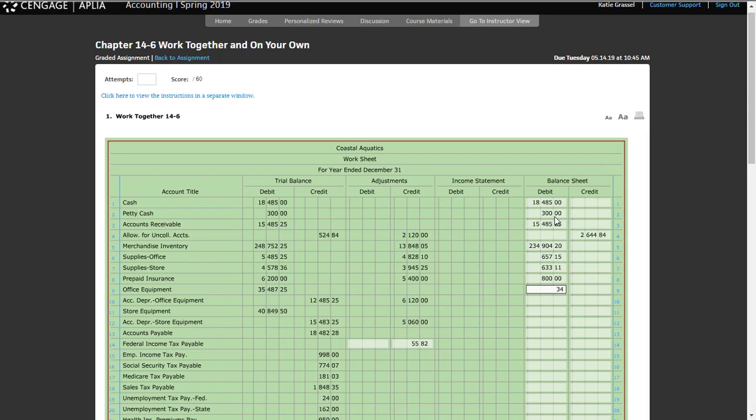Office equipment is really just that number, $35,487.25. Accumulated depreciation as a credit, I need to add the two together. My total depreciation at the end of this fiscal year is $18,605.25 for office equipment. Store equipment still has a balance of $40,849.50. Accumulated depreciation store, when I add the two together, my total depreciation is $20,543.25. Accounts payable is $18,482.28.